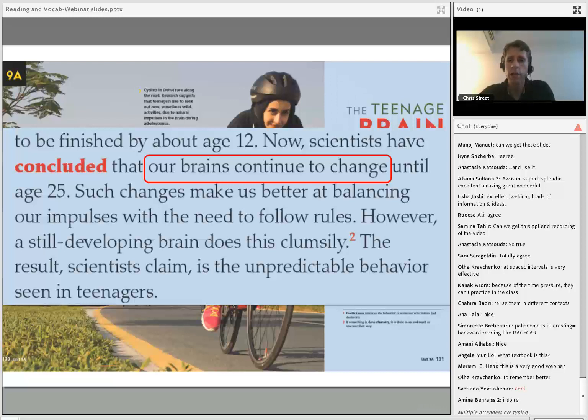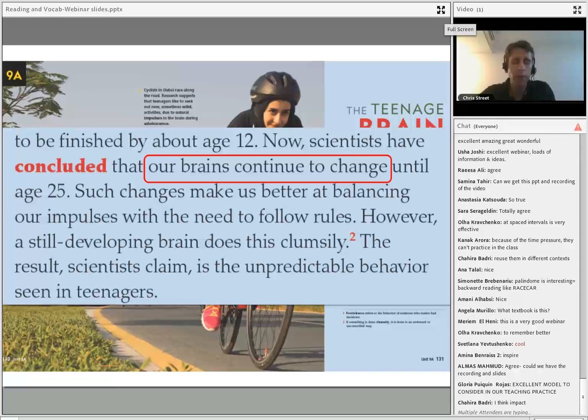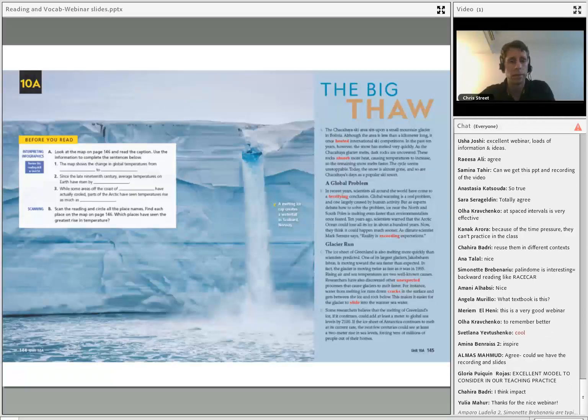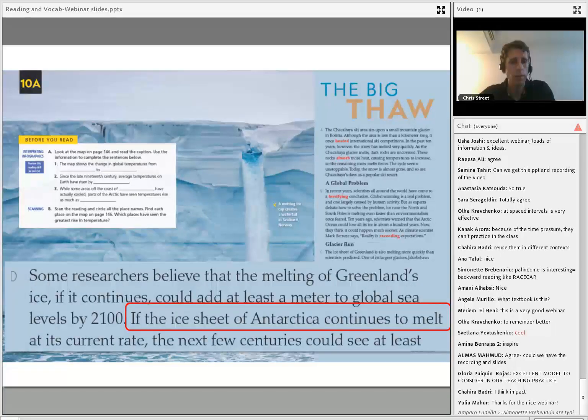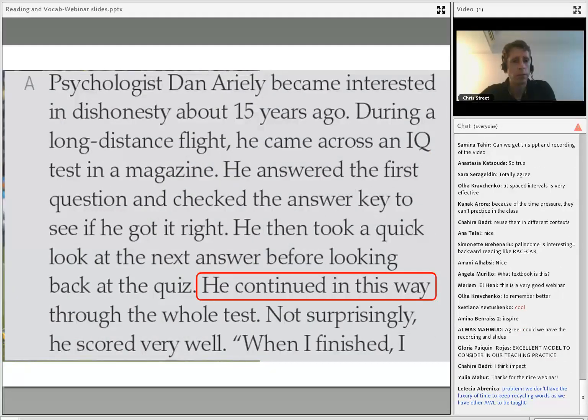After a few encounters, students will also start to notice things like collocations or certain grammatical structures. So for example, here they might start to notice that continue is often followed by to plus a verb. Here again, there's to plus the verb, continue to melt. Here's a fixed phrase, a strong collocation there, to continue in this way. So again, students might start picking up on these phrases as this word is recycled.